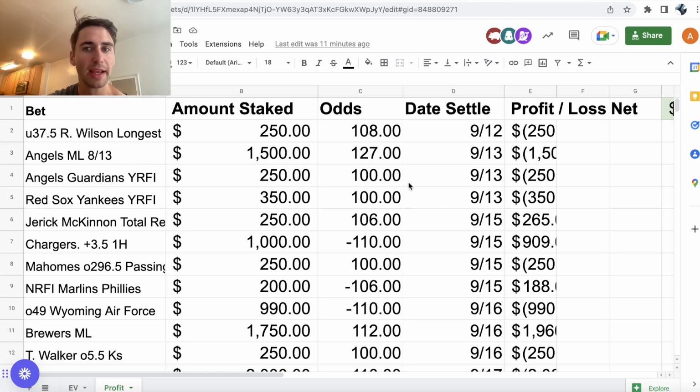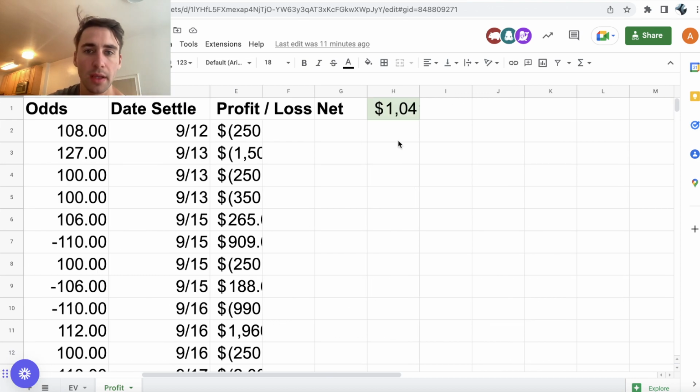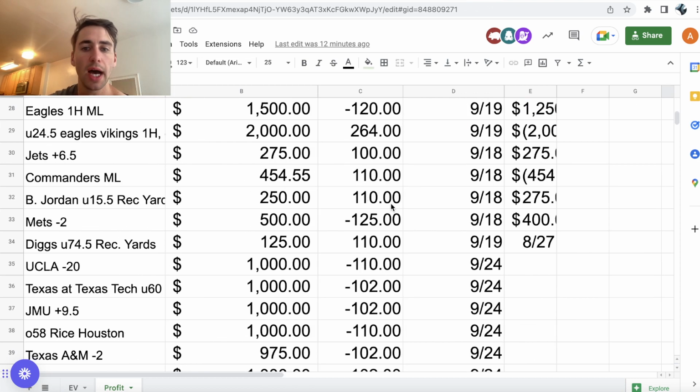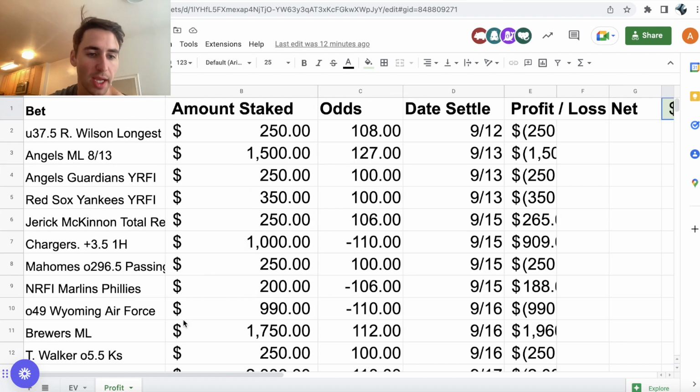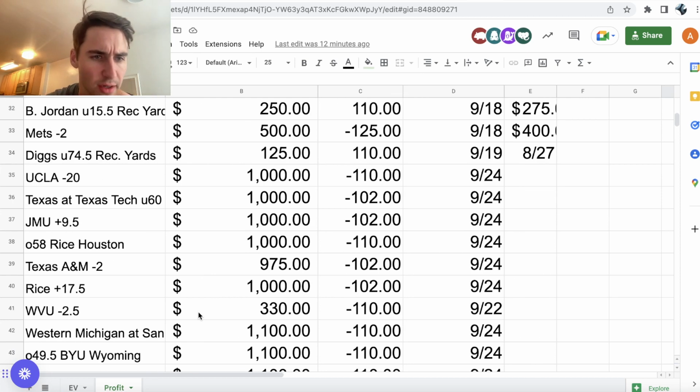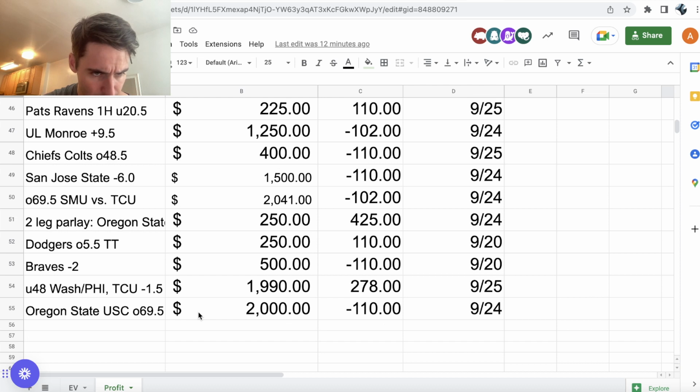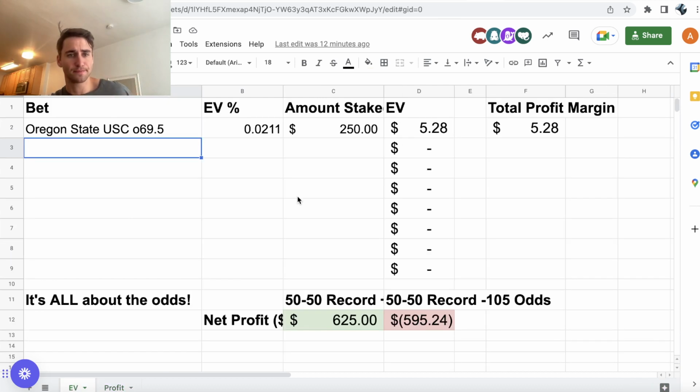So I've been tracking my plays, by the way, in this sheet, which will be in the description. We're currently up a grand, so hopefully we can keep it going. We have a couple baseball plays already open for tonight: Dodgers team total over 5.5, Braves minus 2.